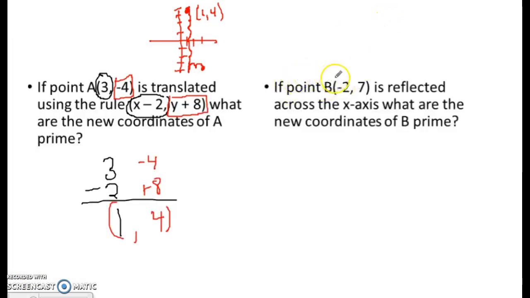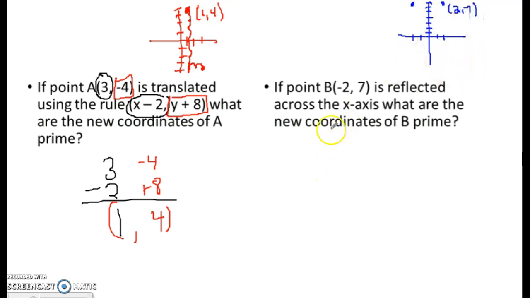It says if point B is located at (-2, 7) and is reflected across the x-axis, what are the new coordinates of B prime? Okay, so again, you could just take a graph if you're graphical, if you like that. And you could put a point at (-2, 7). And you could reflect it across the x-axis. So it would be over here at (2, 7).